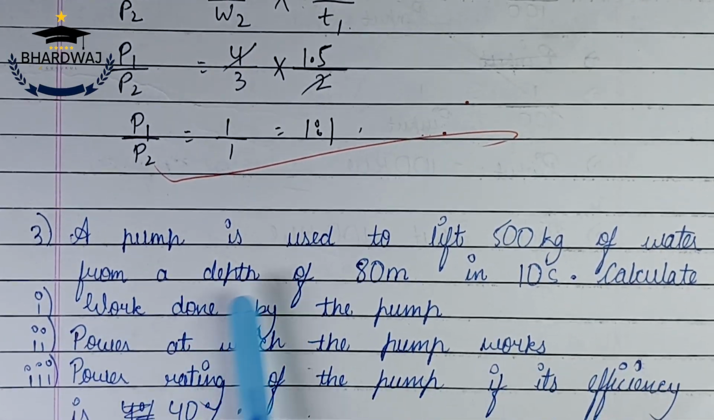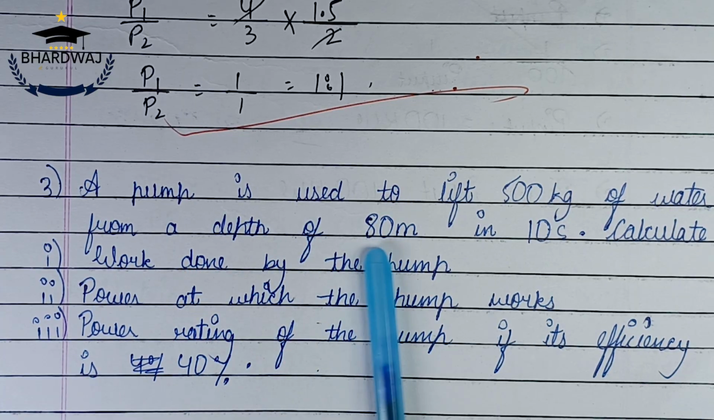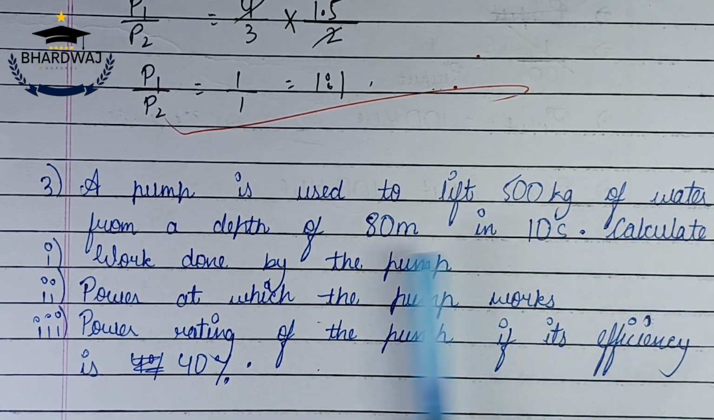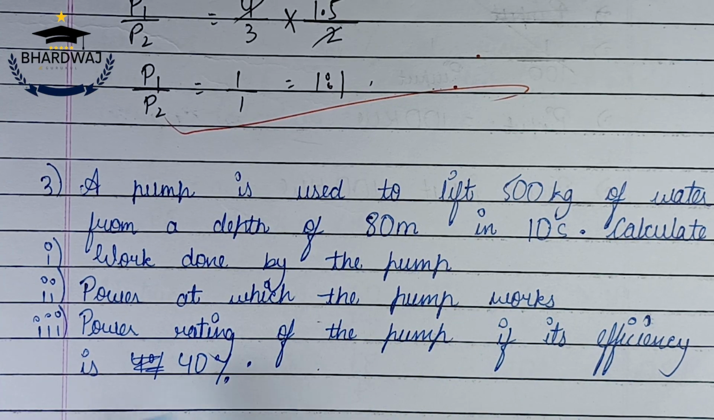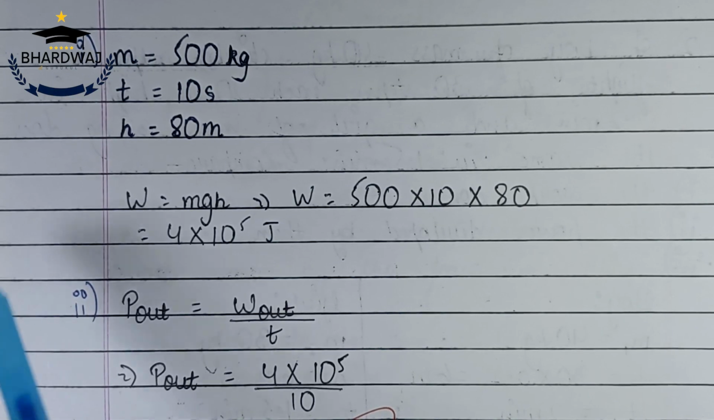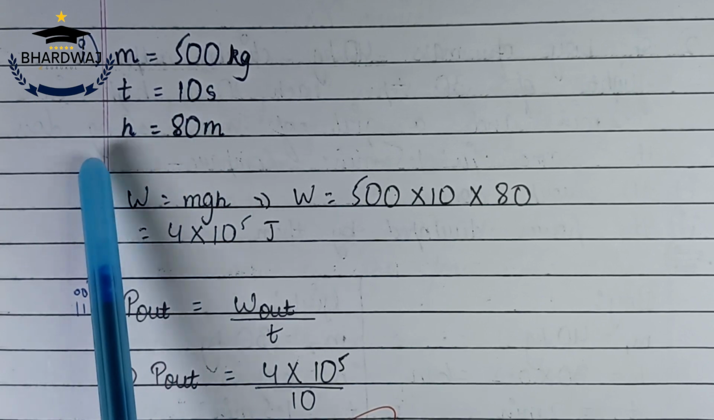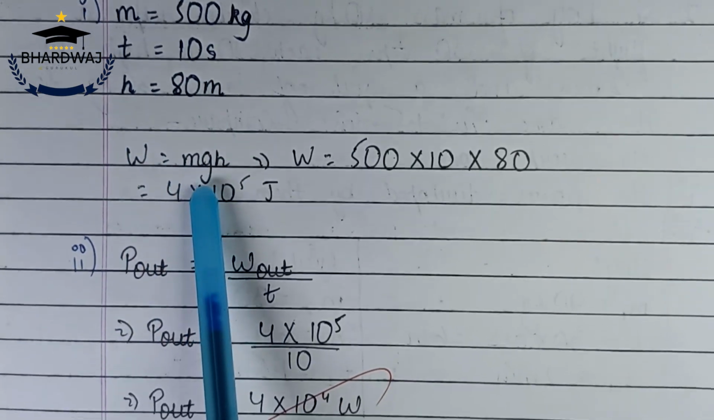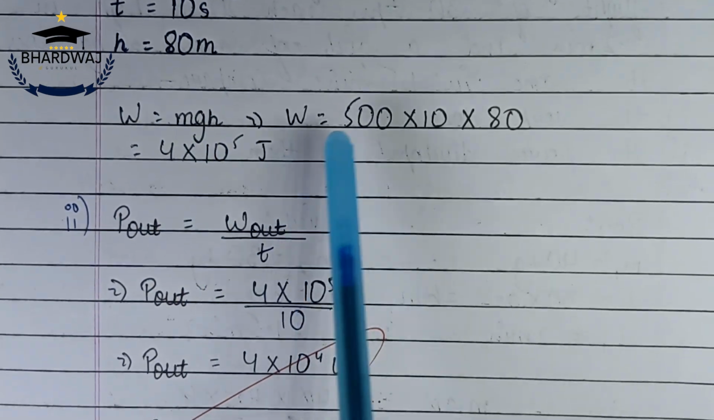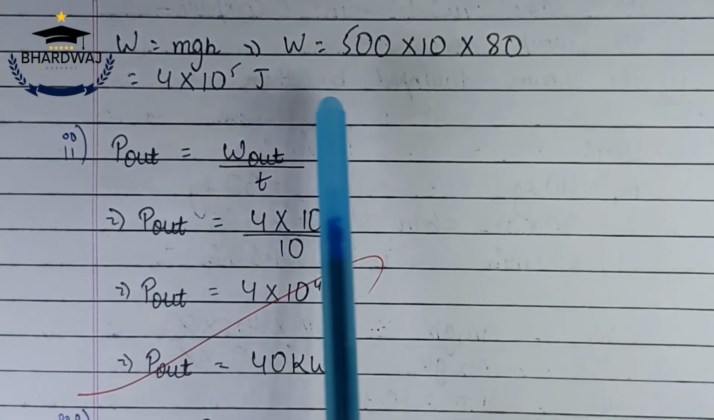Question 3. A pump is used to lift 500 kg of water from a depth of 80 meter in 10 seconds. Calculate the work done by the pump, the power at which the pump works, and the power rating of the pump if its efficiency is 40%. First part, mass equals 500 kg, time equals 10 seconds, height 80 meter. So work done equals mgh, work done equals 500 into 10 into 80, 4 into 10 the power 5 joule.